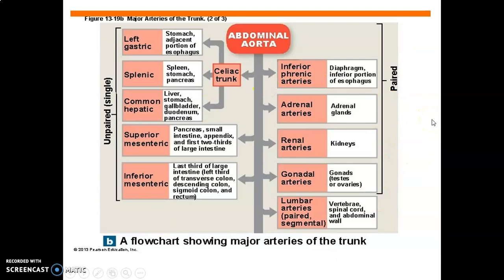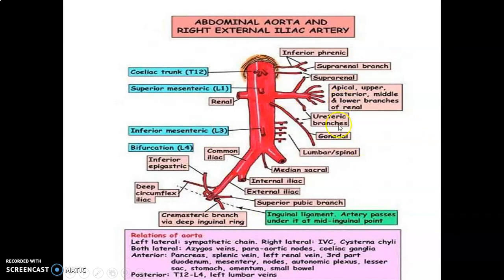Okay, then the paired, you have inferior phrenic, suprarenal, middle suprarenal, you have renal, you have your gonadal vessels there, 4 lumbar arteries. Then it terminates by dividing into right and left common iliac and median sacral. Common iliac divides into internal iliac to the pelvic viscera and external iliac. At the mid-inguinal point, external iliac continues as femoral. Remember, external iliac gives deep circumflex iliac and inferior epigastric to the anterolateral abdominal wall.